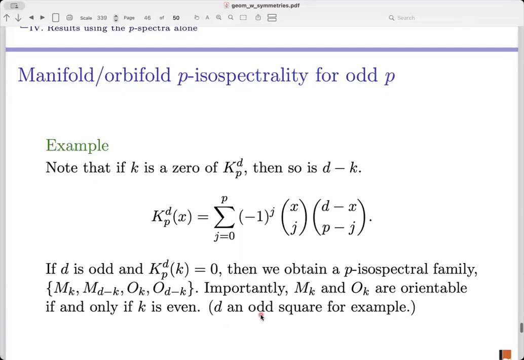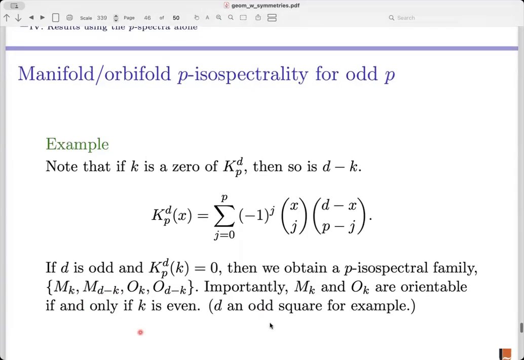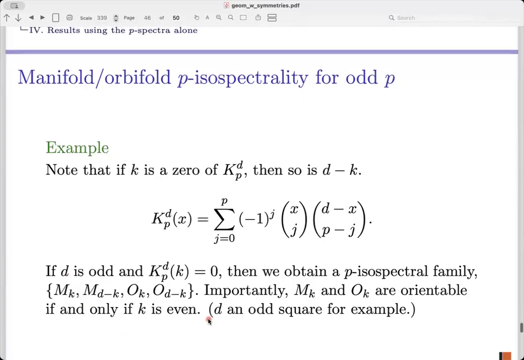Right here. And what's interesting is if d is odd, for example, and k is also odd, we'll get an even number here on the d minus k, while k is odd. If d is odd and k is even, here we'll get an odd number, but k will be even. In our work, we show that M_k and O_k are only orientable if k is even. So in this collection, by this choice of d being odd and this d minus k property, we're guaranteed that there will be orientable and non-orientable elements of the family, which again is so interesting that we have, for example, an orientable and non-orientable manifold that are p isospectral.